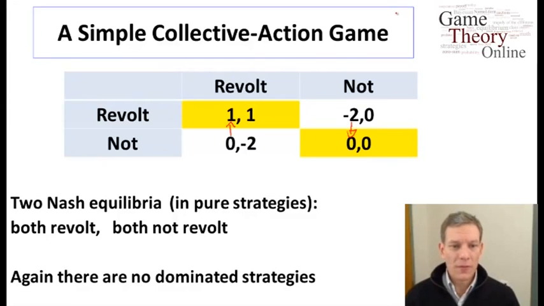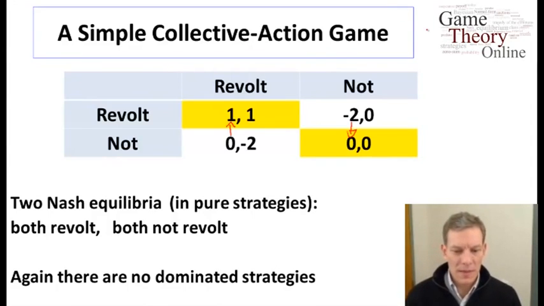Both revolting, if that's what they expect, neither one wants to change that. But if they both expect the other person not to show up, then they strictly choose not to show up. So again, this is a game where there are two equilibria, and we can begin to see that coordination and communication and other kinds of things are going to be important in making a revolt work, because if you can't coordinate and be sure other people are going to show up, you don't want to show up yourself.